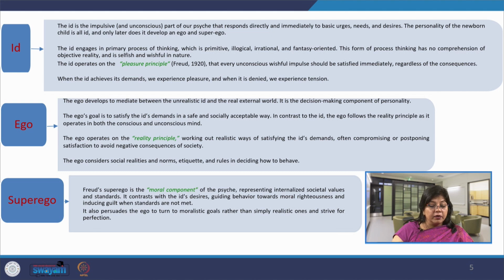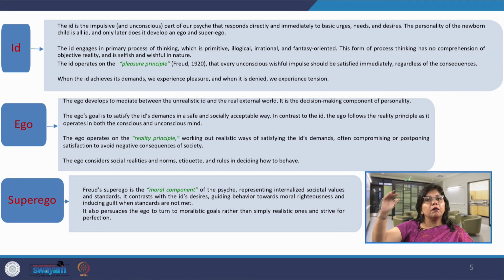The other is superego. It is the moral component of the human psyche, representing internalized social values and standards. It contrasts with the id's desires, guiding behavior towards moral righteousness and inducing guilt when standards are not met.